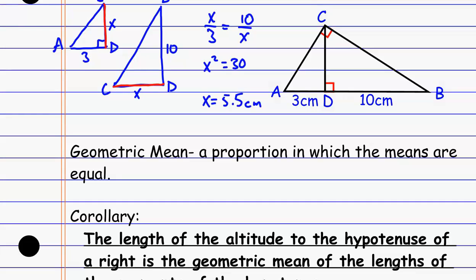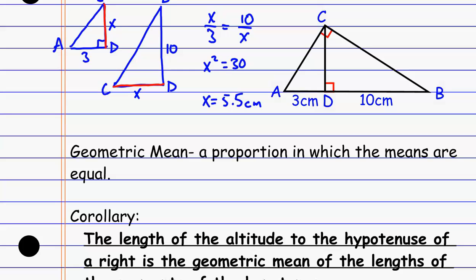The geometric mean is just a proportion in which the means are equal. When you think about extremes and means, when we were talking about these a couple of days ago, in proportions the extremes are the outside values and the means are the inside values. So we're looking at x as those mean values. When they're the same, we talk about it in terms of a geometric mean.